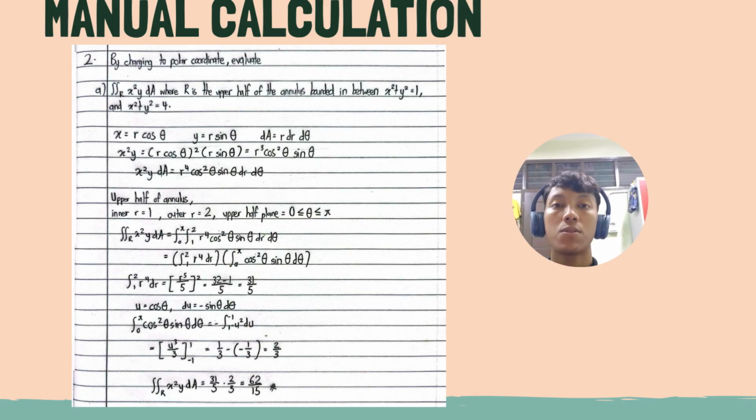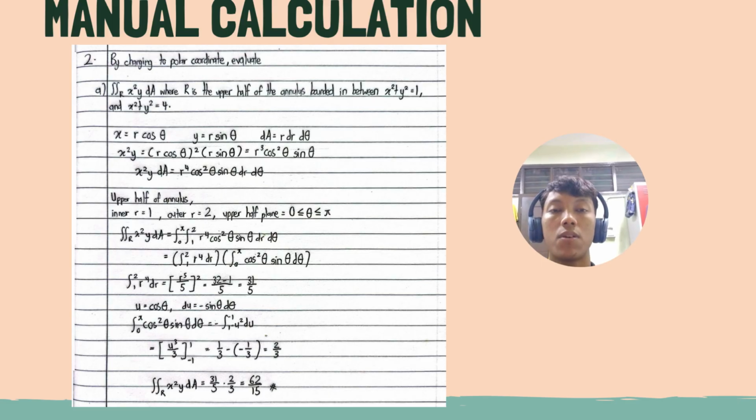For step 1, we need to convert to polar coordinates. As we know, x equal to r cos theta, y equal to r sin theta, and dA equal to r dr d theta. Therefore, x square y equal to (r cos theta) square times r sin theta, equal to r to the power of 3 cos square theta sin theta. For step 2, we need to determine the limits, where the region is the upper half of the annulus, with inner radius equal to 1 and outer radius equal to 2.